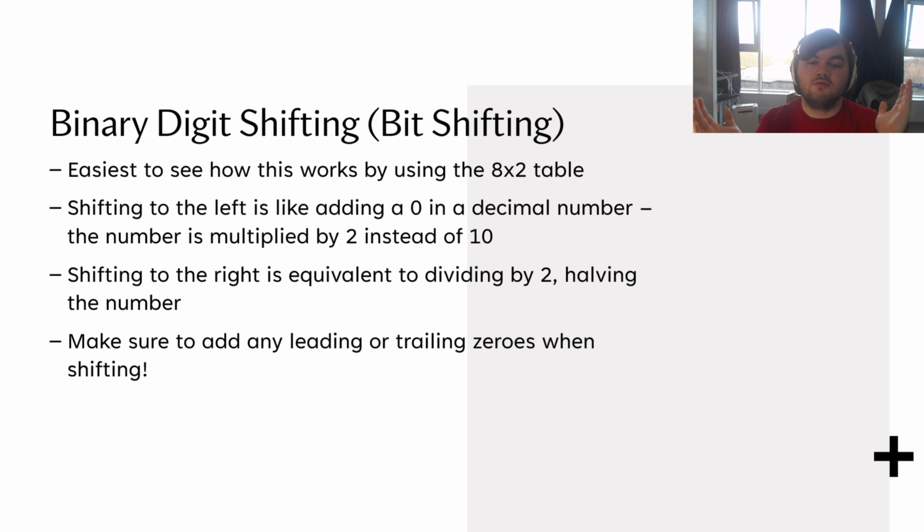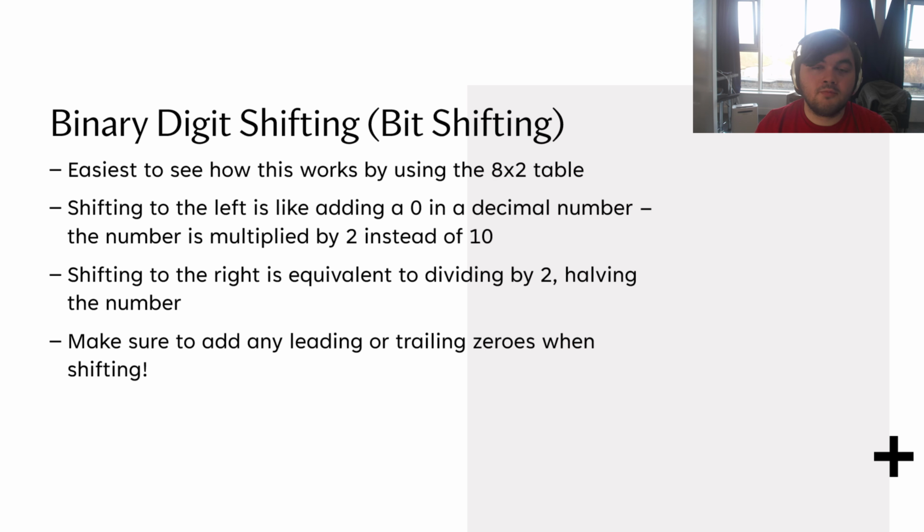However, if you wanted to shift it right, you would end up with 2. The numbers are divided by 10. Likewise, you can do the same with binary. If you shift a binary number 1 digit to the left, the number is multiplied by 2, and if you shift it to the right, the number is halved.